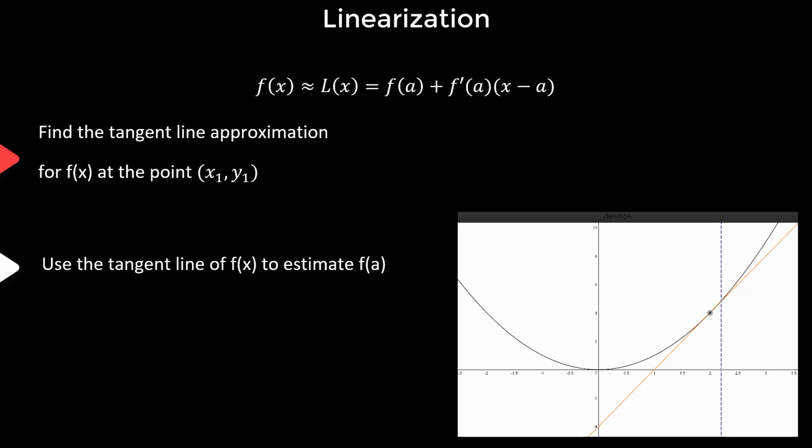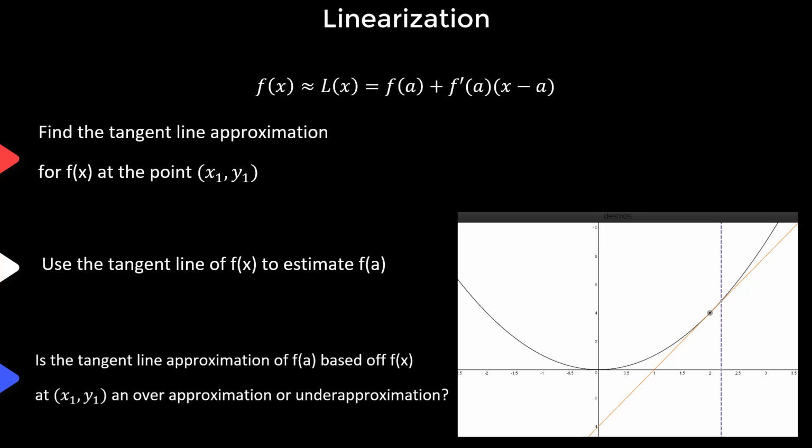And then lastly, they could ask you, is the tangent line approximation of f of a, based off of the function at a certain point, an overestimation or underestimation? And questions like these, as I'll show you in a second, are usually very easy as long as you understand concavity. Because remember, if a function is concave up, any tangent lines will lie below. If the curve is concave down, any tangent lines will lie above.